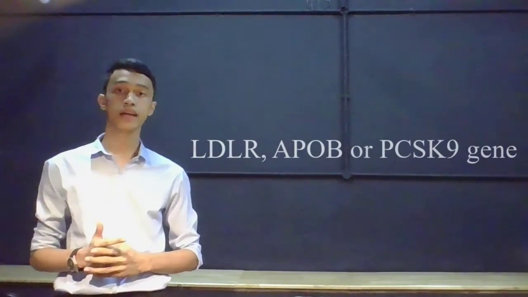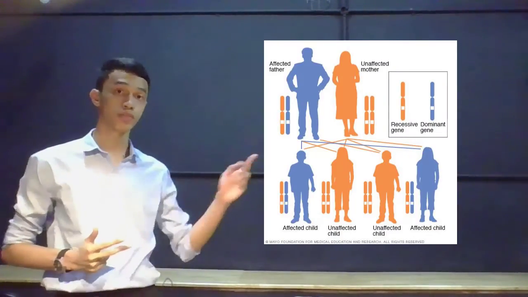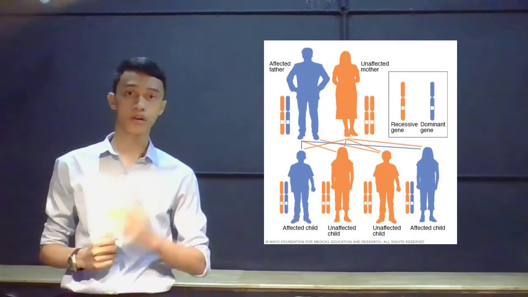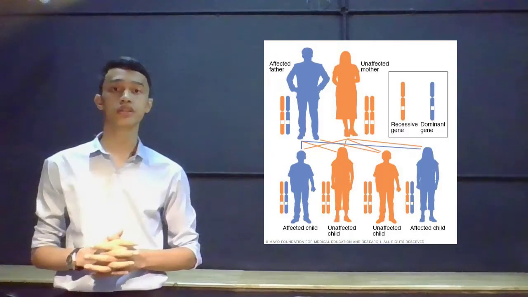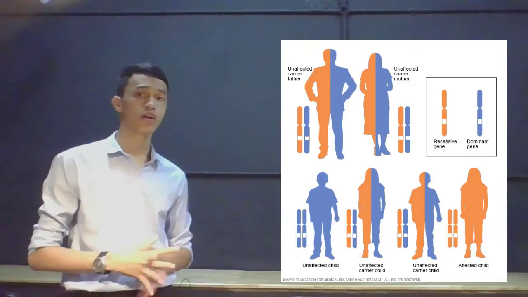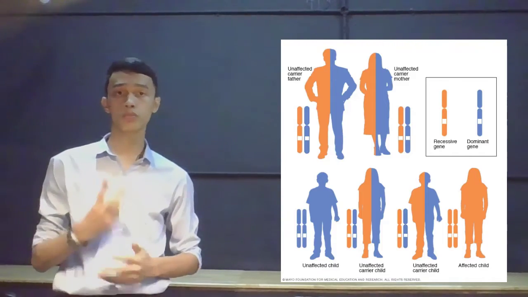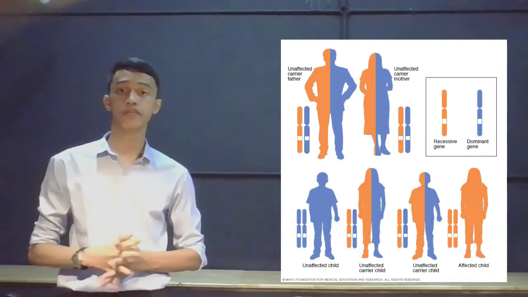With a mutation in the LDLR, APOB, or PCSK9 gene, we have an inherited pattern of autosomal dominant, whereby one copy of the allele with the mutated gene is enough to cause the disorder. In contrast, LDLRAP1 gene mutation will cause the disease to have an inherited pattern of autosomal recessive, which means a person must have 2 mutated copies of the gene to be affected.